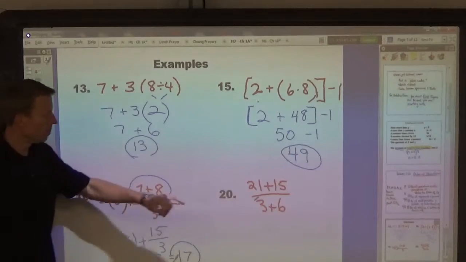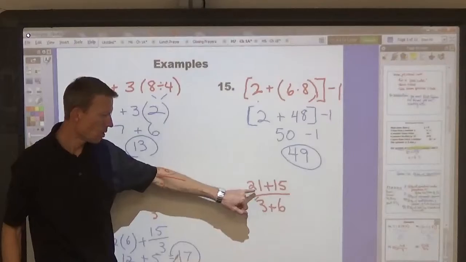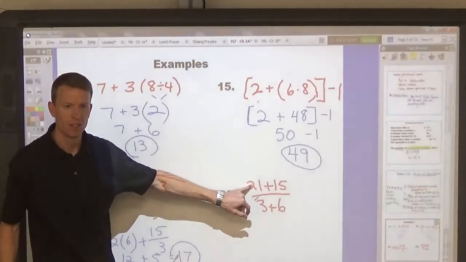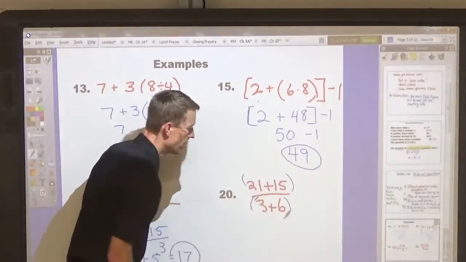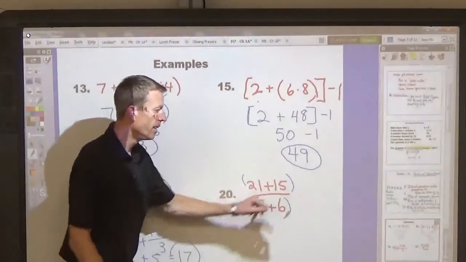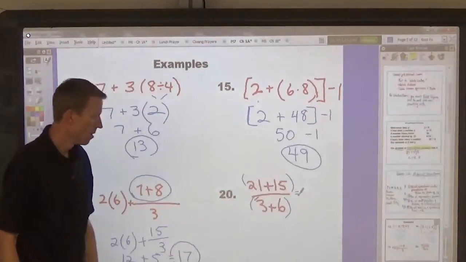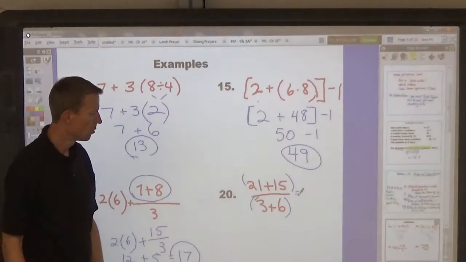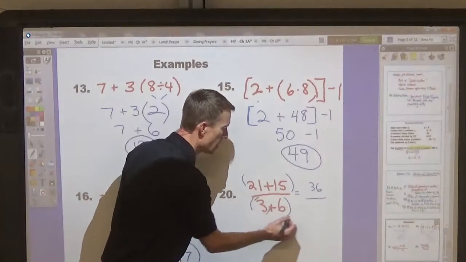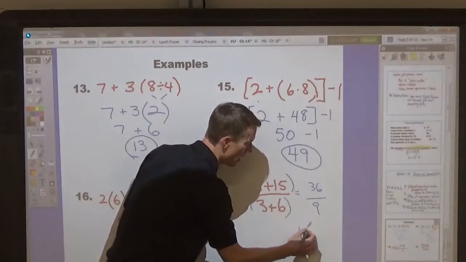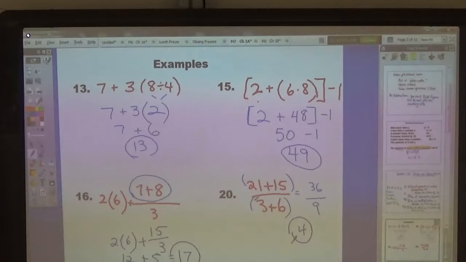And so, working on top of the division bar again, what should we do? Add first. Yep. Think of having parentheses around this. 21 plus 15. I'll just write this on the side on the fraction. This is 36, and this is 9, and so that equals 4. Please circle your answers always when you're working out the order of operations problems.